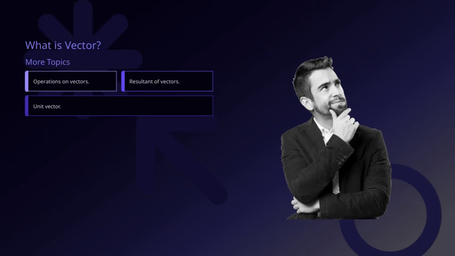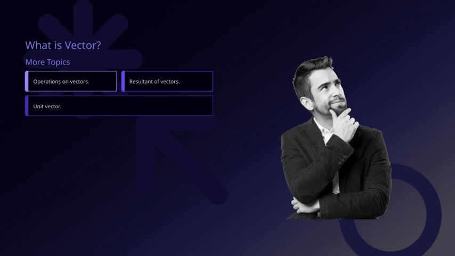Now, let's move on to the concept of the resultant of vectors. This is essentially the single vector that represents the combined effect of two or more vectors. It's like when you're walking diagonally across a field. The resultant vector points directly from your starting point to your ending point, capturing the overall displacement.